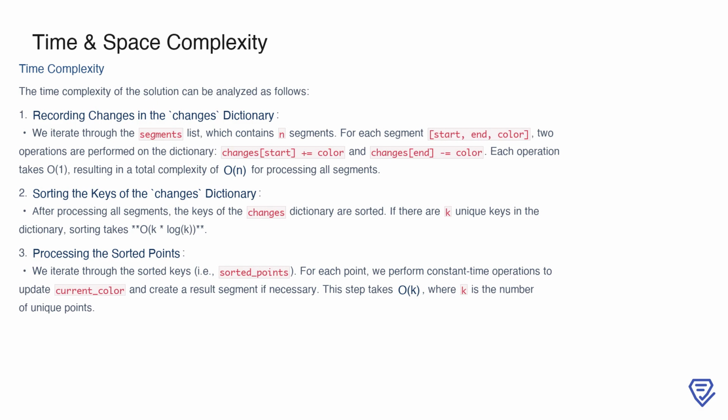Next, we sort the keys of the changes dictionary. If there are k unique keys, sorting them requires O(k*log k) time. Finally, we process the sorted points. This involves iterating through the sorted keys and performing constant time updates to maintain the current color and create result segments when necessary. This step takes O(k) time. These components give us a clear breakdown of the time complexity for each part of the algorithm.